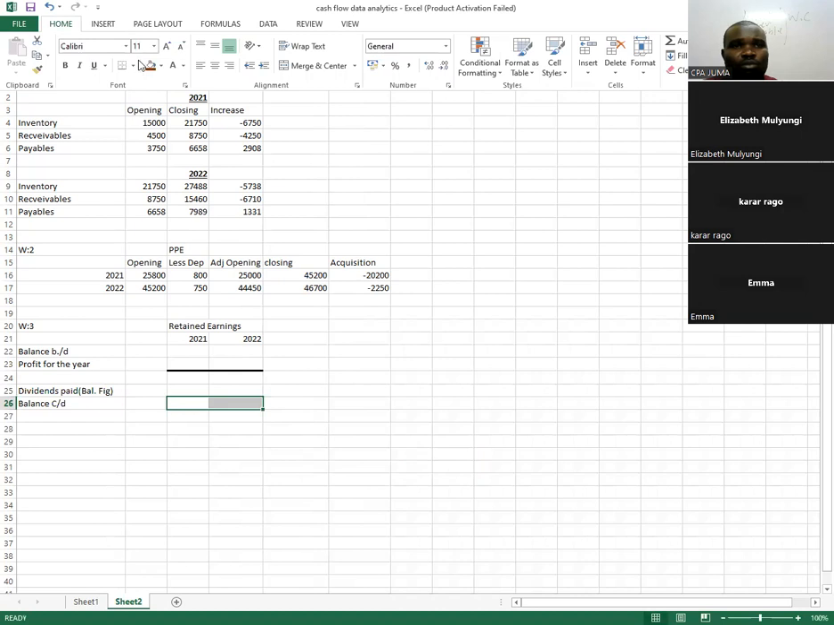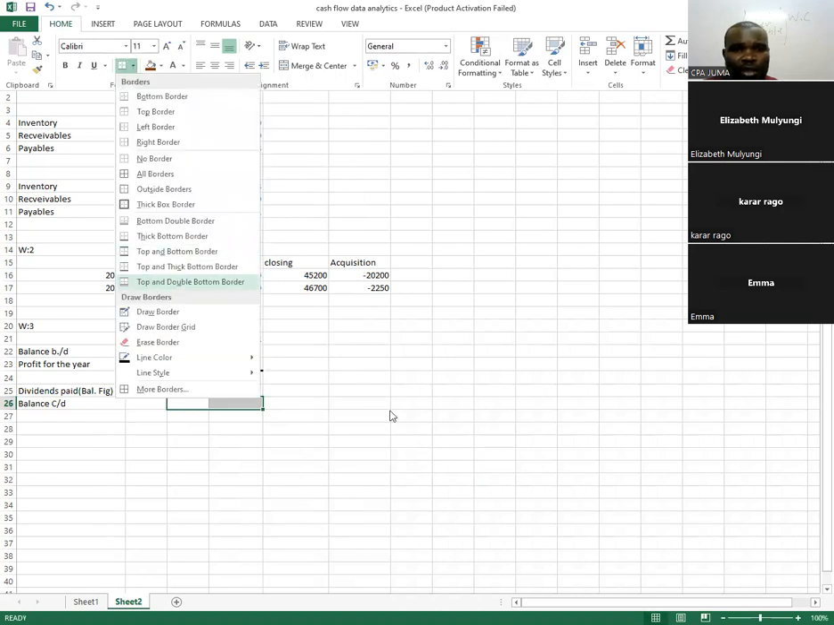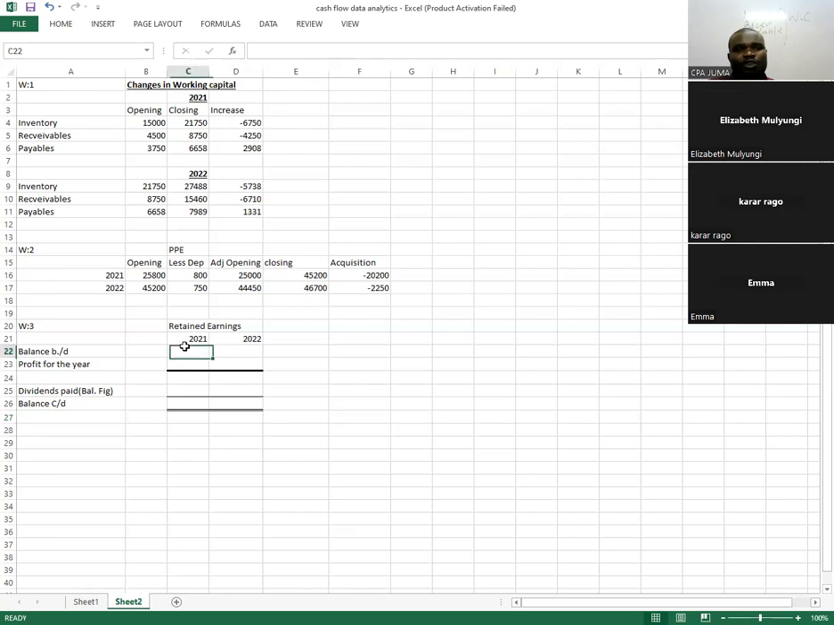So bottom, double underline there. So let's capture those figures. So check retained earnings. 2021 retained earnings opening is the one for 2020, which is negative 7080. Negative retained earnings is called accumulated losses. For the year, check P&L, net profit, you are seeing 3640.